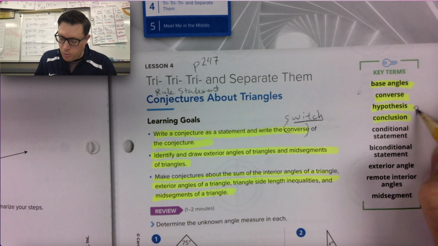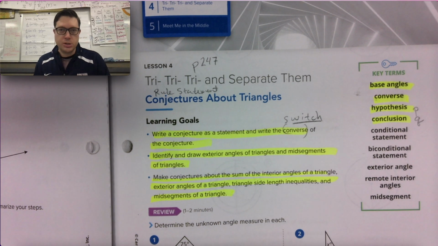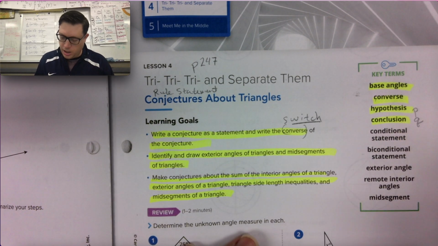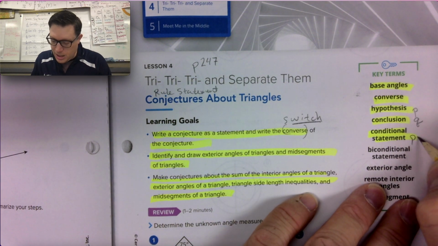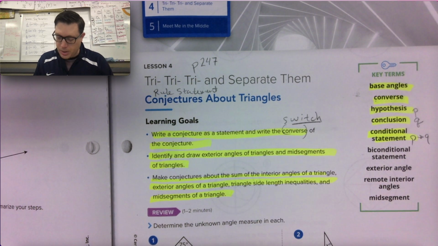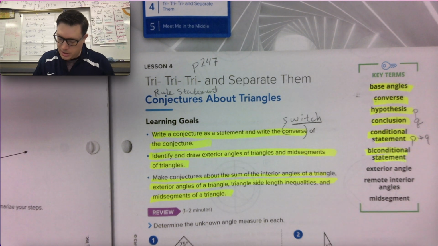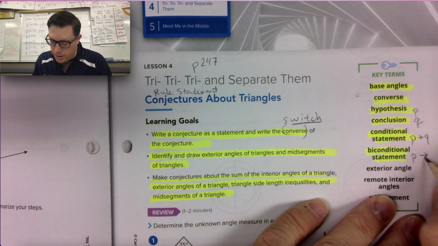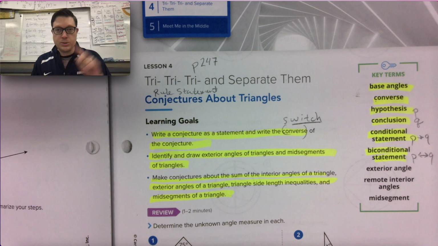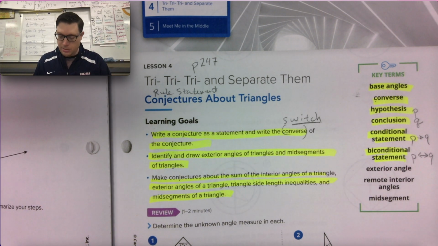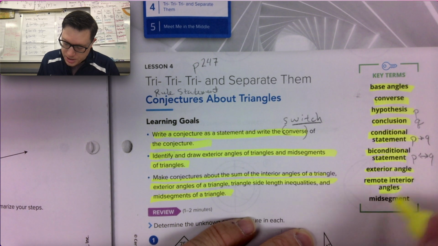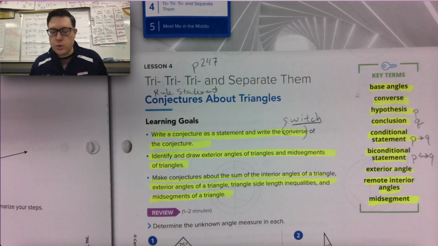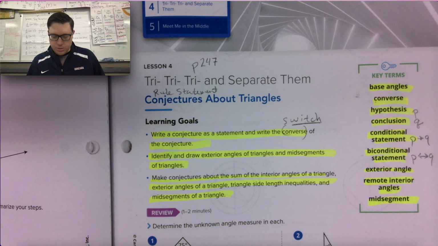We've done this before with the letters P and Q, so I'm going to throw those over on the side there, P and Q. A conditional statement, I'm going to put that in right now. It's where we say P implies Q. A biconditional statement is where the statement can go in both directions. You can switch the order around, and it's the same thing. Exterior angle, remote interior angles, and mid-segment. All of these are huge, heavy vocab words that we're going to use from time to time.